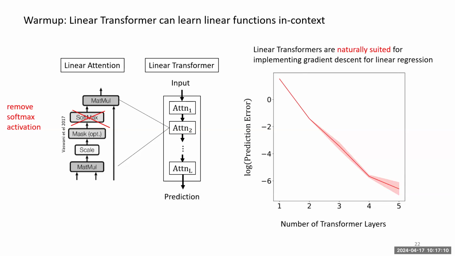So on the right, I plot the prediction error of the linear transformer against the number of transformer layers, and we see that with just a few layers, it achieves very small loss. And this good performance, I think, is really because the linear transformer is very naturally suited for implementing gradient descent, specifically on the linear regression objective.